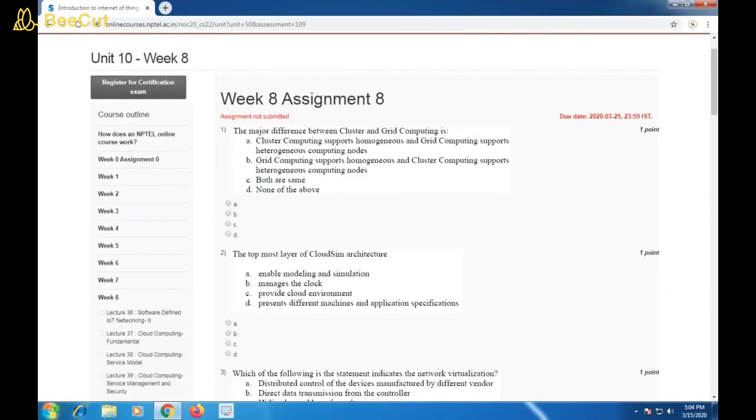I'm reading the first question. The major difference between cluster and grid computing is: the answer for this is option A. Cluster computing supports homogeneous and grid computing supports heterogeneous computing nodes. This is option A.